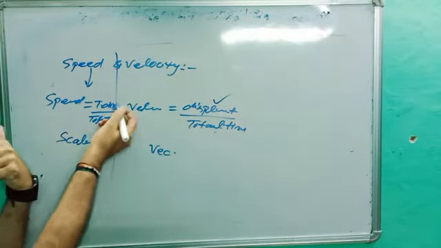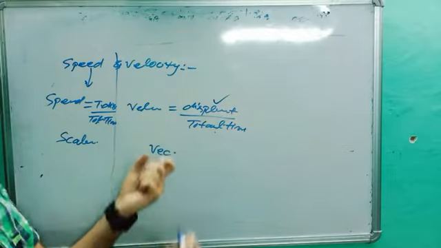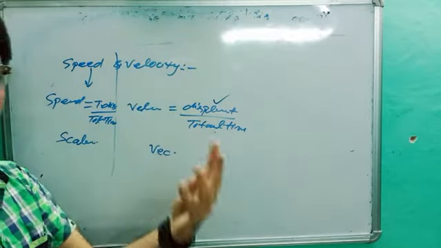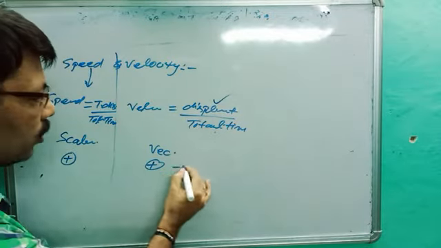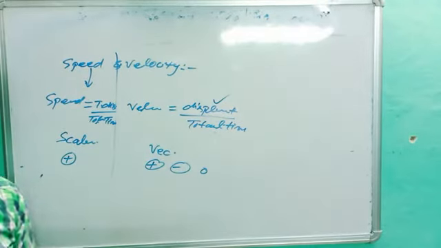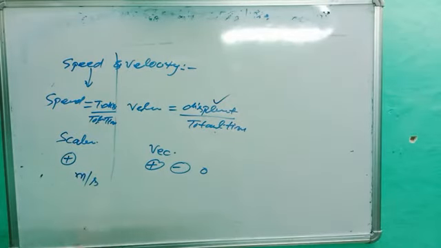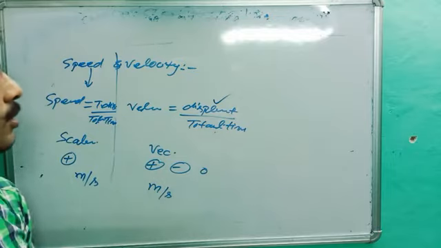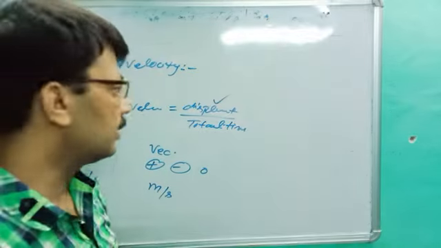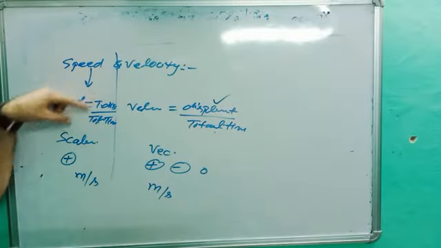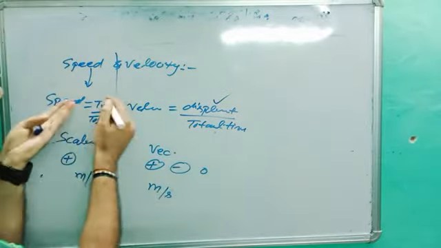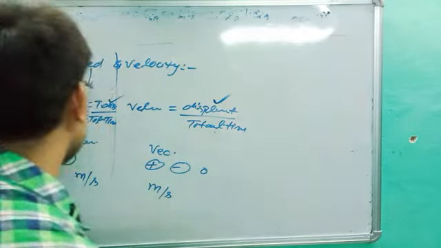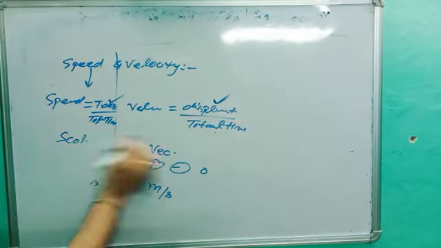If I ask to find the speed, you have to find the distance. If I ask to find the velocity, you have to find the displacement, as I taught you, distance and displacement. Speed is always positive. Velocity could be positive, negative, and it could be zero. Its unit is meter per second, and the unit of velocity is again meter per second. This is the basic concept of speed and velocity. It is distance upon time, and it is displacement upon time. Time will be the same. If you put displacement, you will get the velocity. If you put distance, you will get the speed. So this is the basic knowledge of speed and velocity.